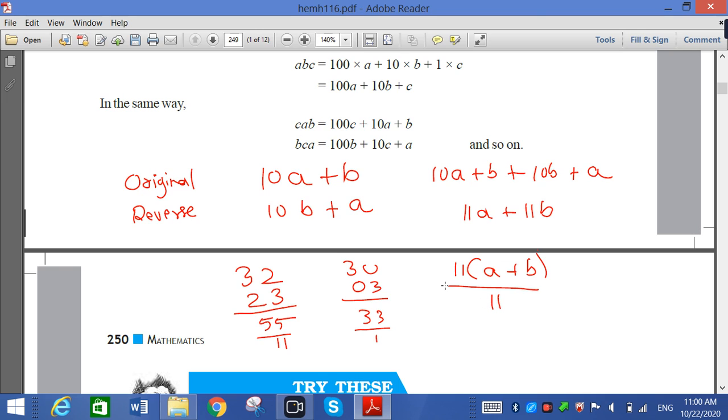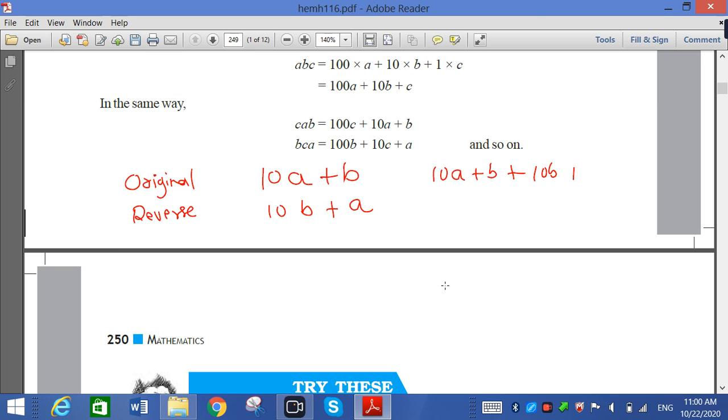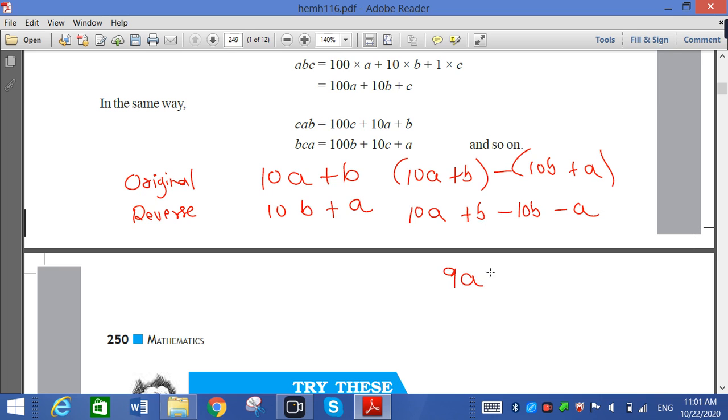Now if we have to subtract, what happens, that we have to see. Now a 2-digit number is there and we have to subtract. So that is important for us. I have to write the original number, 10A plus B, in brackets, minus 10B plus A. If I open the bracket, 10A plus B minus 10B minus A. 10A minus A is 9A, B minus 10B is minus 9B. So I take 9 common, that is 9 times A minus B. So it is always divisible by 9.